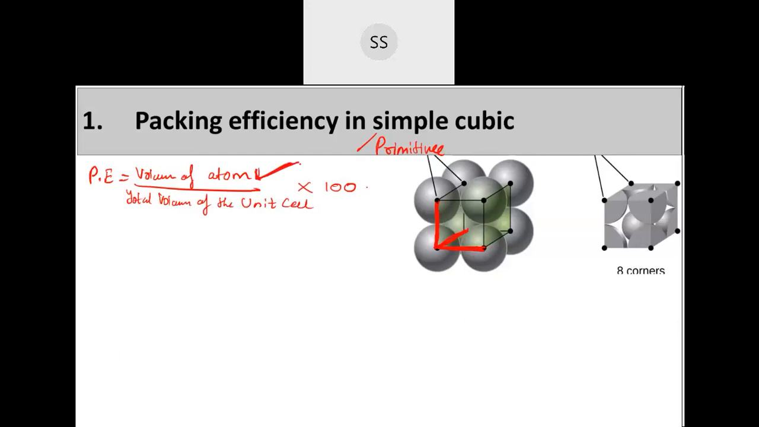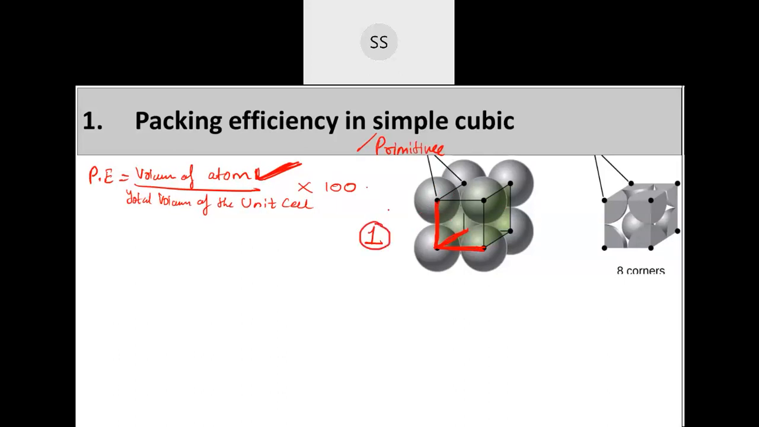Now for a simple cubic unit cell, how many atoms are present? All these basic things you should know, which we have already done. How many atoms are present in a simple cubic unit cell? One, very good, correct? So we have only one atom present in a simple cubic unit cell. Number of atoms is one.